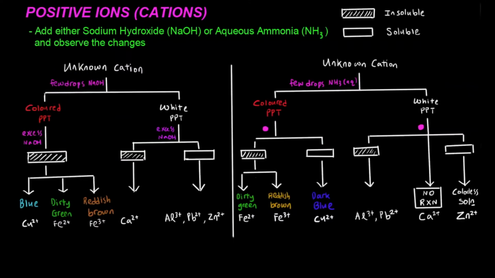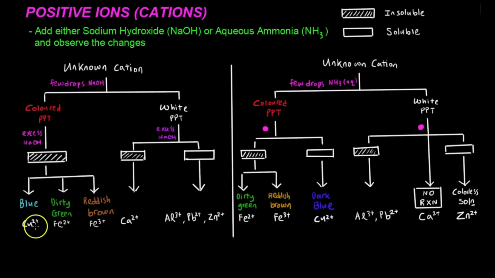So with this one, we have an unknown cation. We add a few drops of NaOH, sodium hydroxide, and we observe whether it becomes colored or white. If it's colored, then we add excess NaOH, and it becomes this one. This block here represents insoluble. This is the legend that I've drawn, and an empty box means it's soluble. So back to this. If it's a colored PPT, when I add excess NaOH, it will definitely turn insoluble, which means it will just remain undissolved in the solution. Based on the color, I can determine what kind of cation it is.